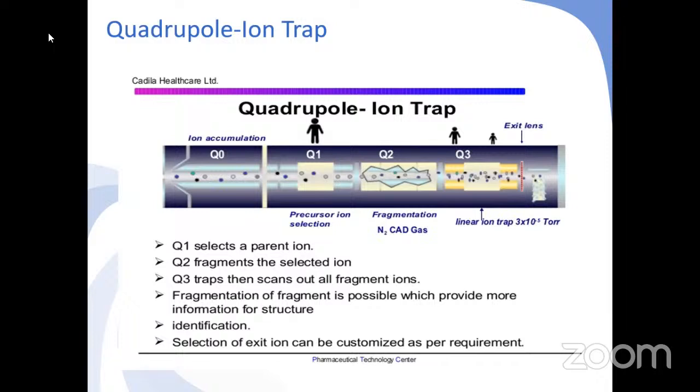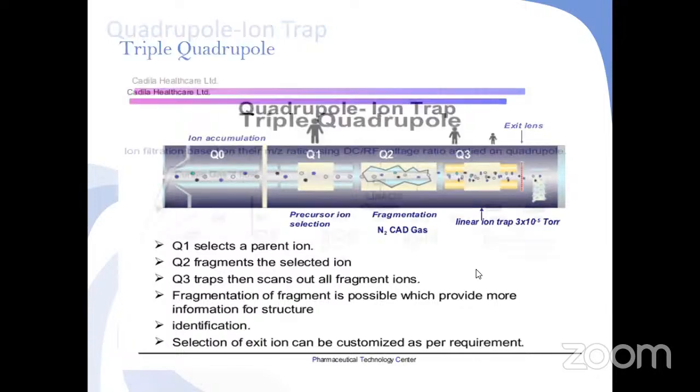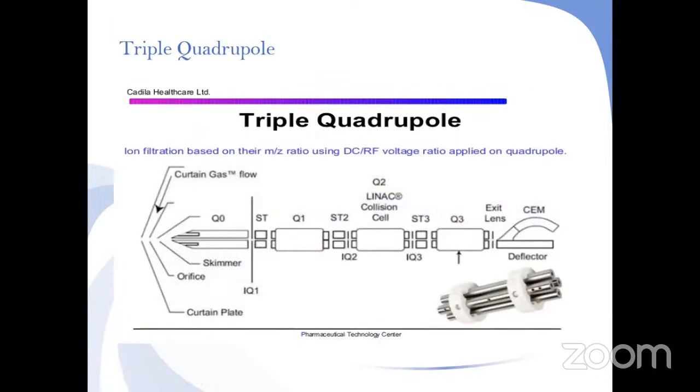Whereas the next one will explain about the triple quadrupole, that is IQ1, IQ2, IQ3. There are different gases, curtain gas and gas flow. So curtain plate. This will give the IQ1, IQ2, IQ3 as the exit lenses. The next slide will explain about the triple quadrupole. So ion filtration based on their m/z ratio using the DC or RF voltage applied to the quadrupole. This is the diagram of the triple quadrupole with a curtain gas.